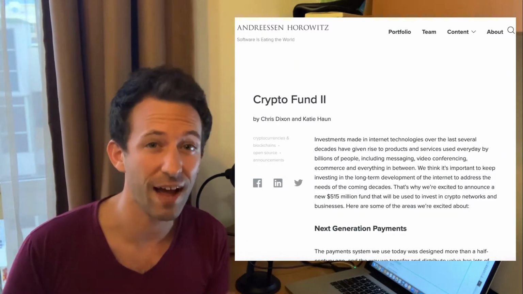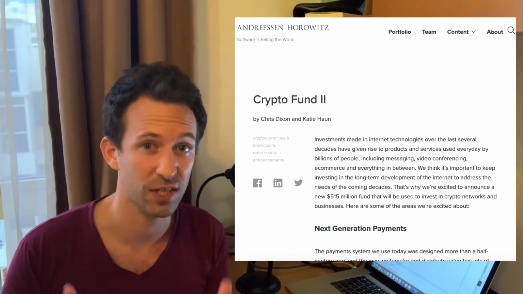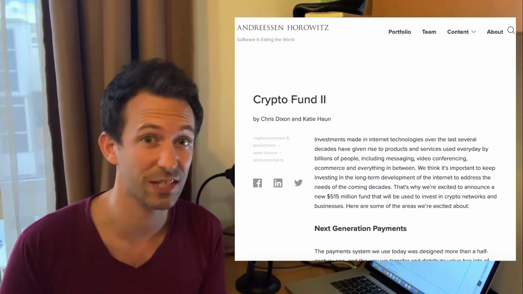In the middle of this recession, investment is drying up for startups, and that's not really good news for us programmers. However, in blockchain, everything is fine, because today, a huge investment fund in the US announced that they're going to invest $500 million in the blockchain industry, and that's huge.